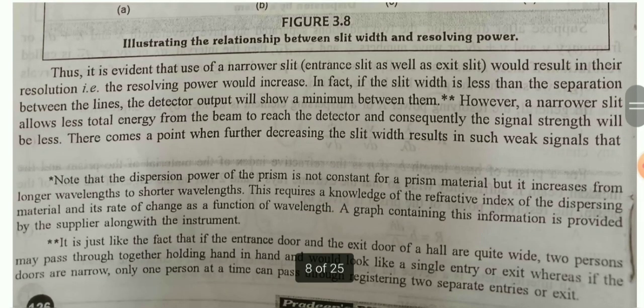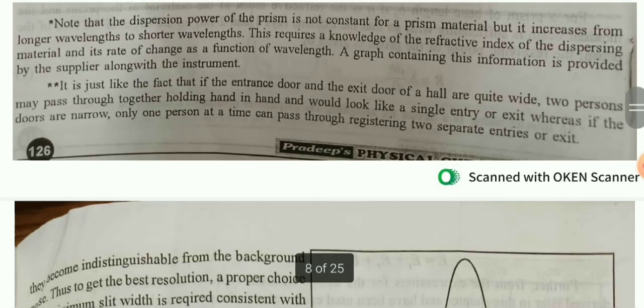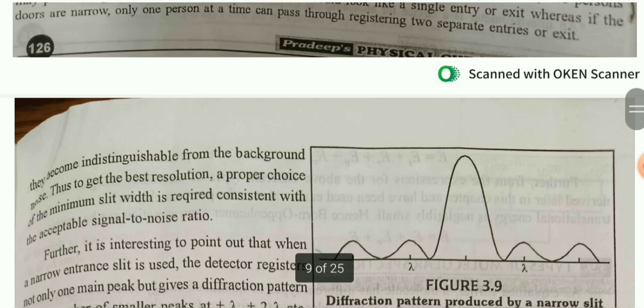Thus, it is evident that use of a narrow slit would increase the resolution, that is, the resolving power. In fact, if the slit width is less than the separation between the lines, the detector output will show a minimum between them. However, a narrower slit allows less total energy from the beam to reach the detector and consequently the signal strength will be less. There comes a point when further decreasing the slit width results in such weak signals that they become indistinguishable from the background noise.